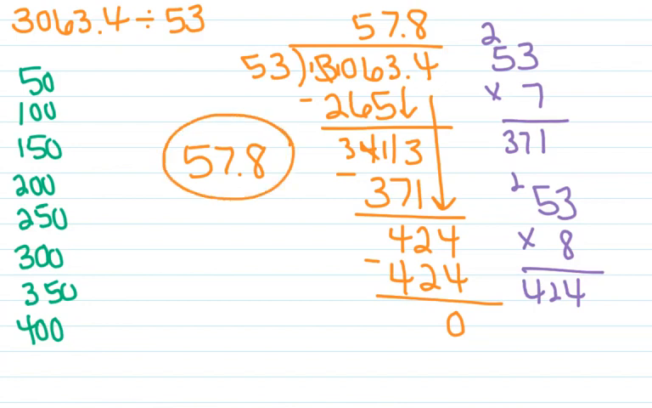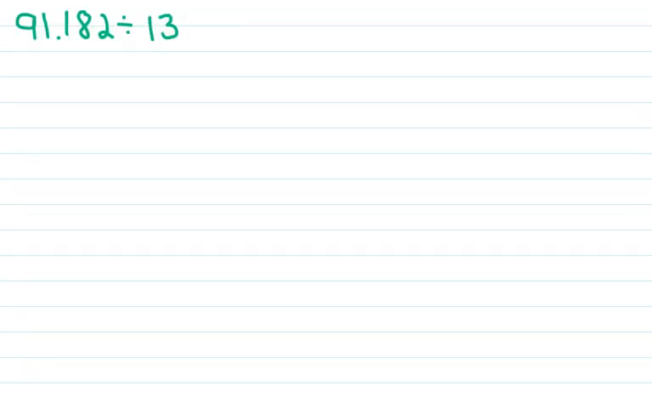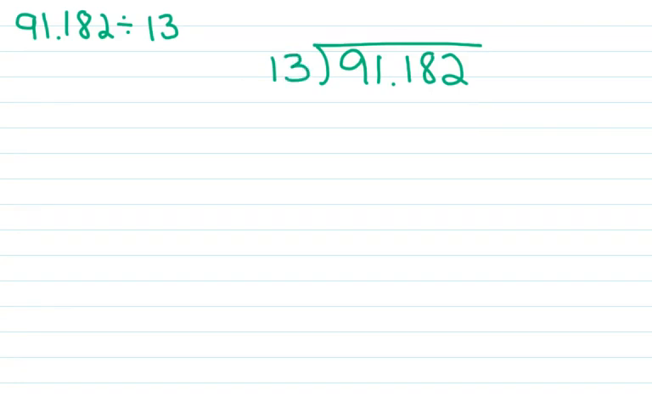All right, Otters, let's try one more before I have you try some on your own. Our next one is 91 and 182 thousandths. I'm going to divide that by 13. Now, in the past, we've been rounding to the nearest 10, but 13 is also pretty close to 15, which I would consider a pretty easy number to count up by. So I'm going to do that over here.